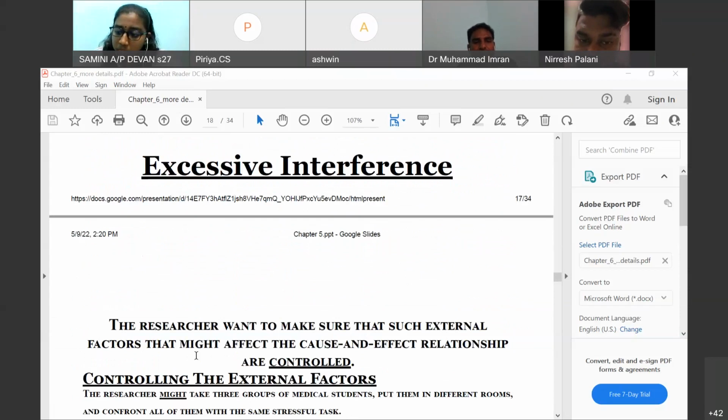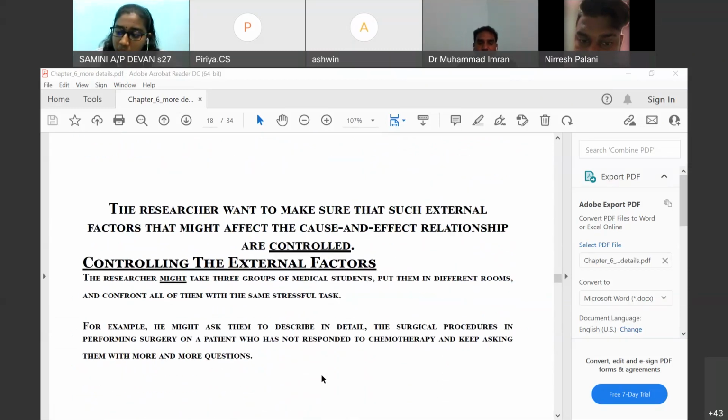Then, excessive interference. Let's read this one, please. The researcher wants to make sure that such external factors that might affect the cause and effect relationship are controlled. Controlling the external factors, the researcher might take three groups of medical students, put them in different rooms, and confront all of them with the same stressful tasks. For example, he may ask them to describe in detail the surgical procedure in performing surgery on a patient who has not responded, and keep asking them more and more questions. And more questions. Okay.